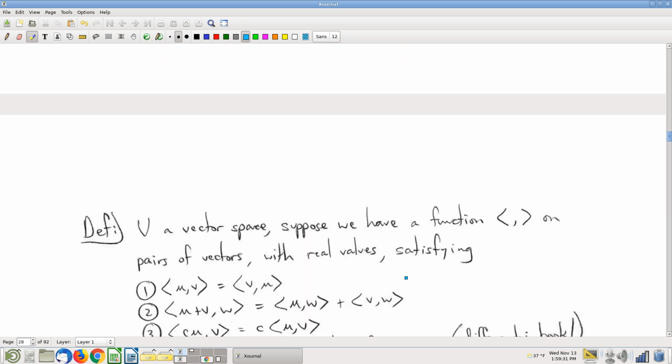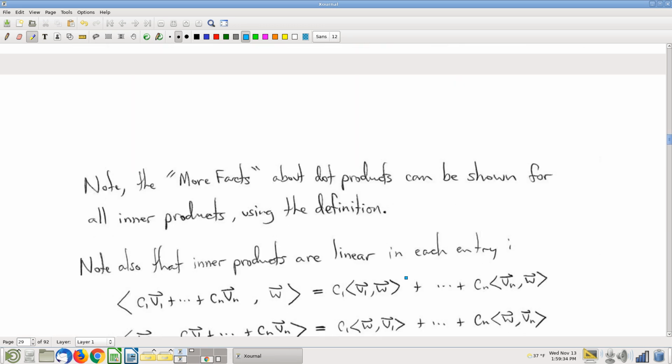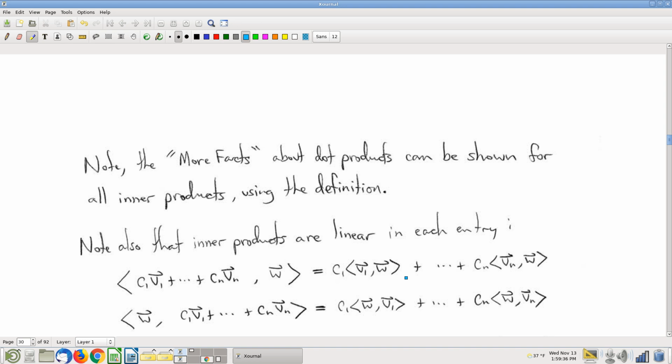Now I want to add to that list of more properties. The book doesn't mention these, but I think these are important. Here's another property that inner products all have. The dot product has this property as well, but more to the point, all inner products are linear in each entry. Let me tell you what I mean by linear in each entry. What I mean is, if you think of inner product with W as being a function, that function is linear.